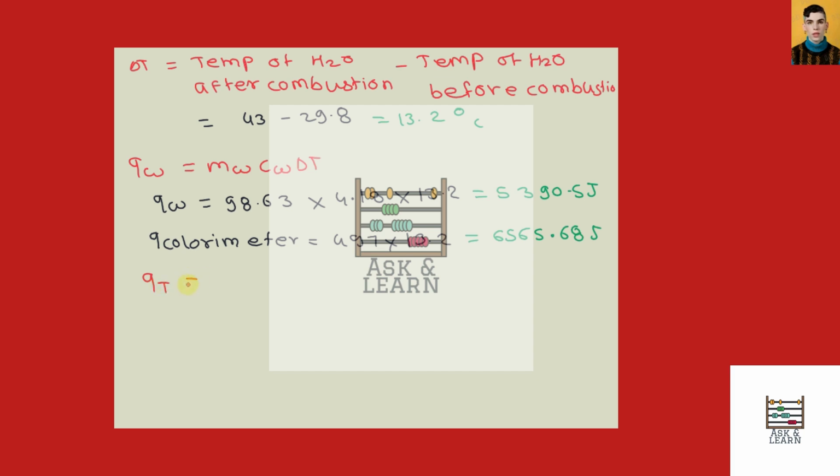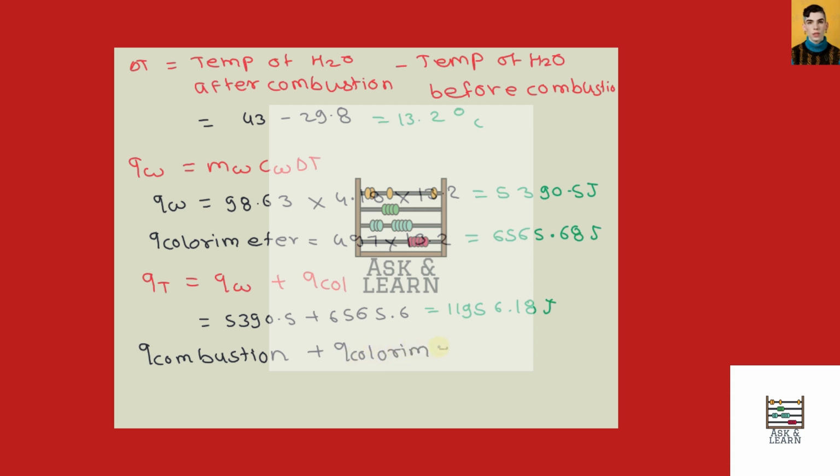Now here we find the total heat gain, which is equal to heat gain by water plus heat gain by colorimeter, and now we put the value, that is 5390.5 plus 6565.6, and by calculation we get QT is equal to 11956.18 joule.